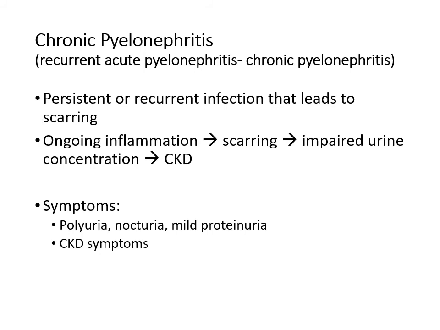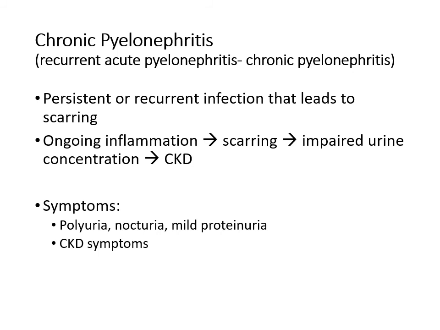Now, the symptoms of chronic pyelonephritis, it's going to be basically the same as the symptoms of anyone who has chronic kidney disease. And we're going to go over that on another slide. Okay. So I wouldn't spend too much time with polyuria, nocturia, and mild proteinuria. I mean, we can talk about that a bit. Polyuria means I'm making a lot of urine, or too much urine. Nocturia is I'm getting up at night to urinate. And proteinuria we've spoken about.